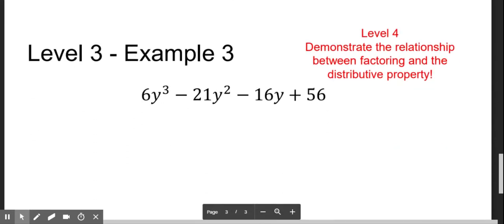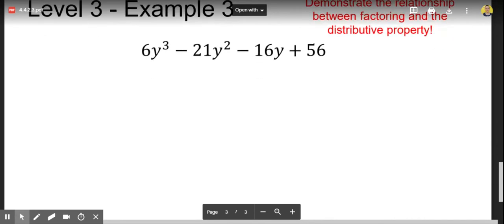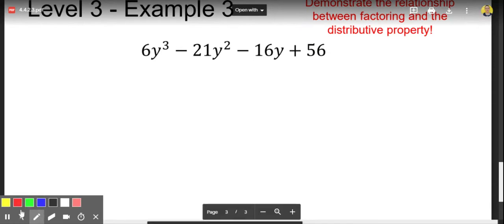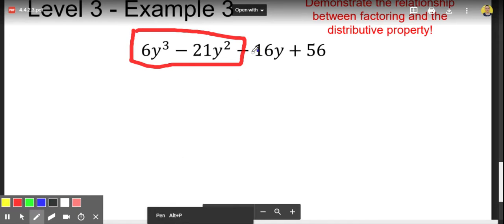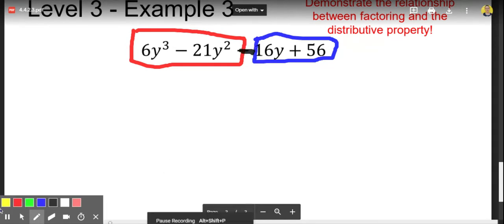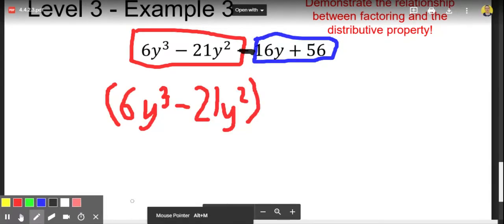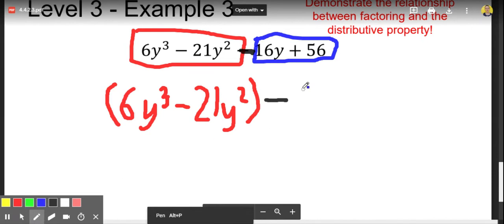Moving on to our last example, again, don't forget that level 4, that understanding of what we're doing, that we're going back and forth. But here we're going to split into the first two again and the second two. But this time, again, we have to look at the subtraction sign and make sure we don't lose that in the process. So let's write out those parentheticals. My 6y cubed minus 21y squared, that's not going to change because it's the first term. But since the second term is being subtracted, you'll see how that changes.